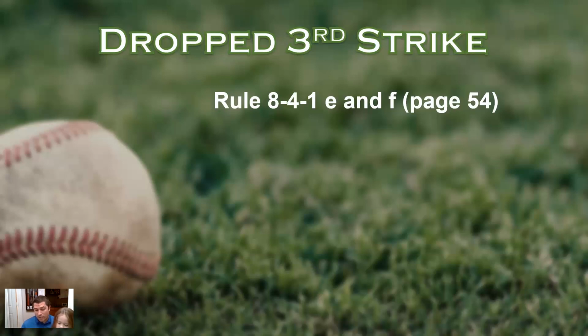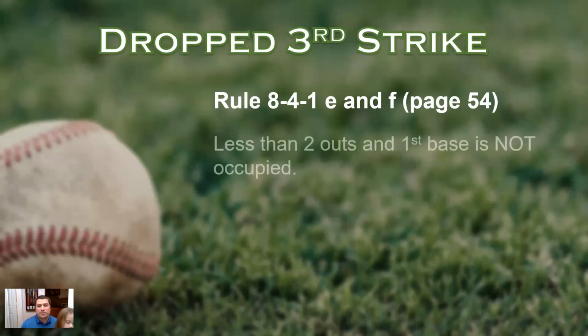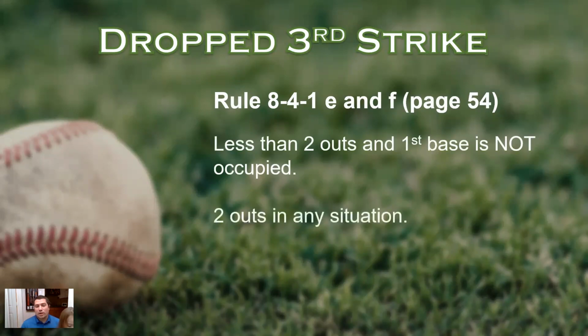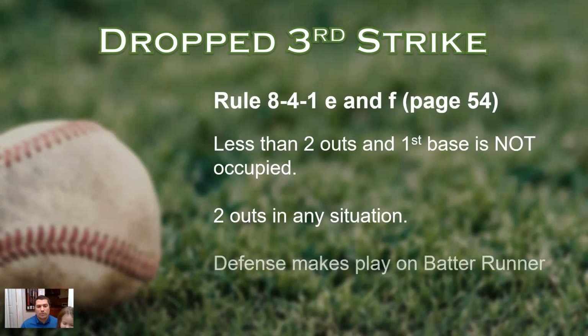After a drop third strike or a fair hit, if the ball held by any fielder touches the batter before the batter touches first base, or any fielder while holding the ball in the fielder's grasp touches first base with the ball before the batter runner touches first base. Okay, wow, that's really redundant. It basically boils down to this. In a situation with less than 2 outs and first base not occupied, if we have a drop third strike, then the batter runner can run to first base. Or if there are 2 outs, then with any runners in any situation, it doesn't matter. These are the 2 criteria that we have for drop third strikes.